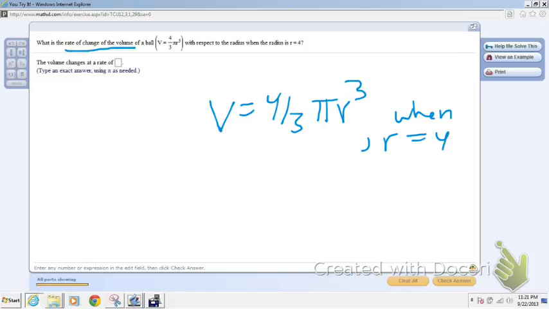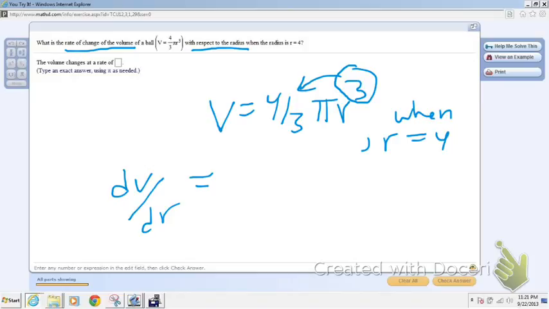Rate of change of volume with respect to radius, how do you translate that? dV dr. dV dr means rate of change of volume with respect to radius. That basically means we're going to get the derivative of this. Alright, I'm just going to use the derivative laws that are coming soon. So 3 times 4/3 is 4. So we're going to have 4 pi. Pi is just a constant. So 4 pi r squared then is the derivative. And then again we want to see that when r equals 4.